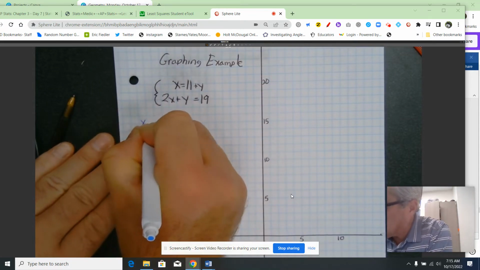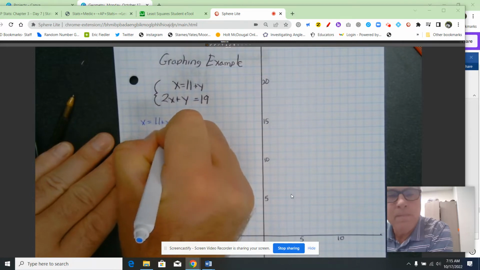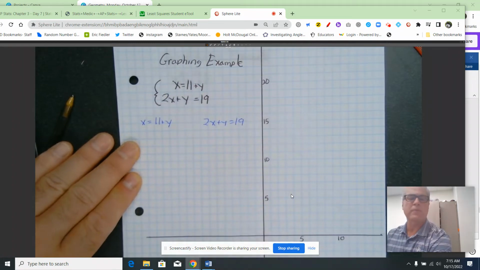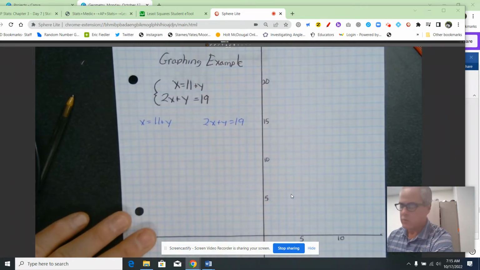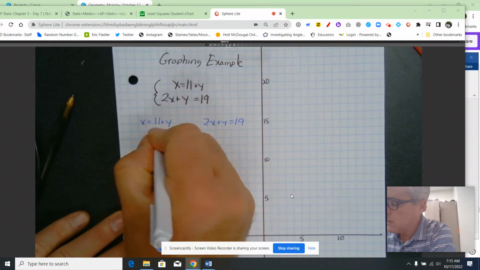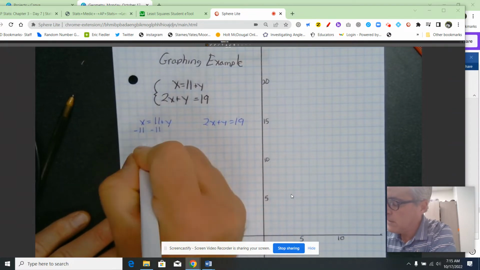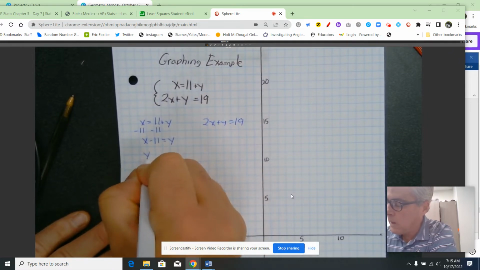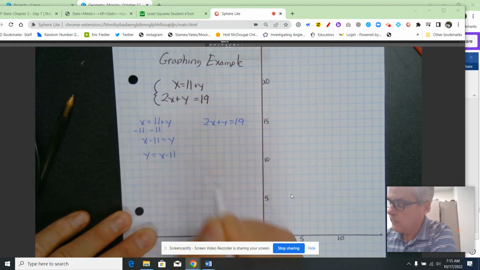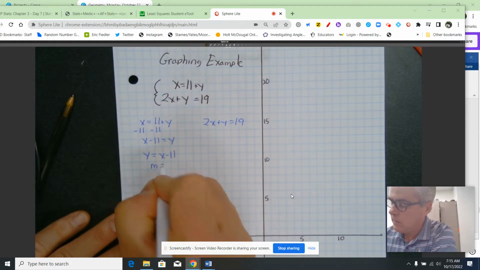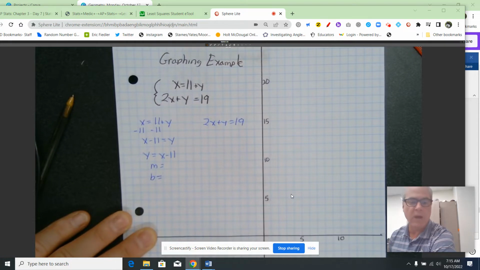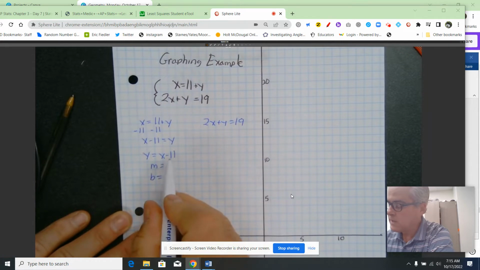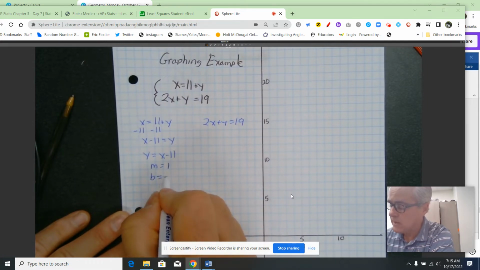I'm going to take each of these lines, x equals 11 plus y, and 2x plus y equals 19. I'm going to put both of them in slope-intercept form because I think it's easier to plot in that form. Minus 11, minus 11. x minus 11 is equal to y. I'm going to spin that around. y equals x minus 11. And from this, you can tell what the slope is, and you can tell what the y-intercept is, and then you can graph it. The slope is the number next to the x, which is 1. The y-intercept is whatever doesn't have a letter next to it, which is negative 11.